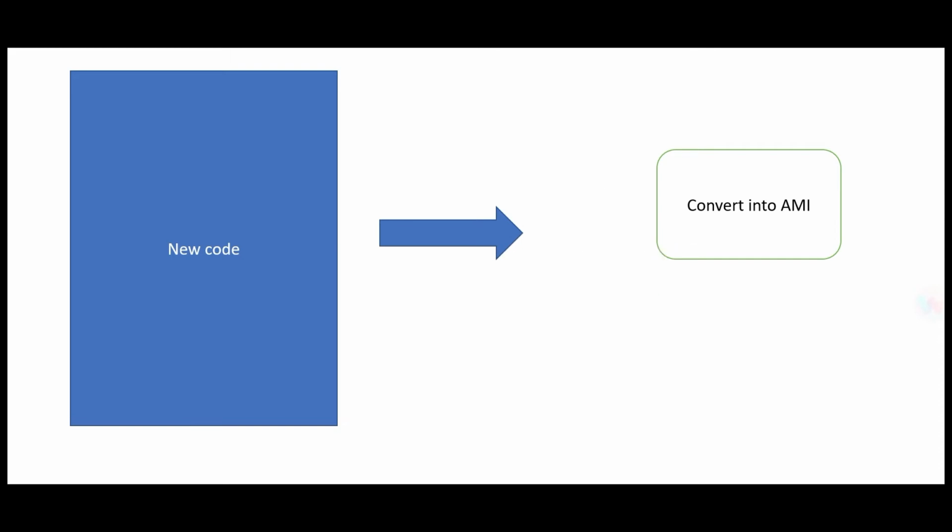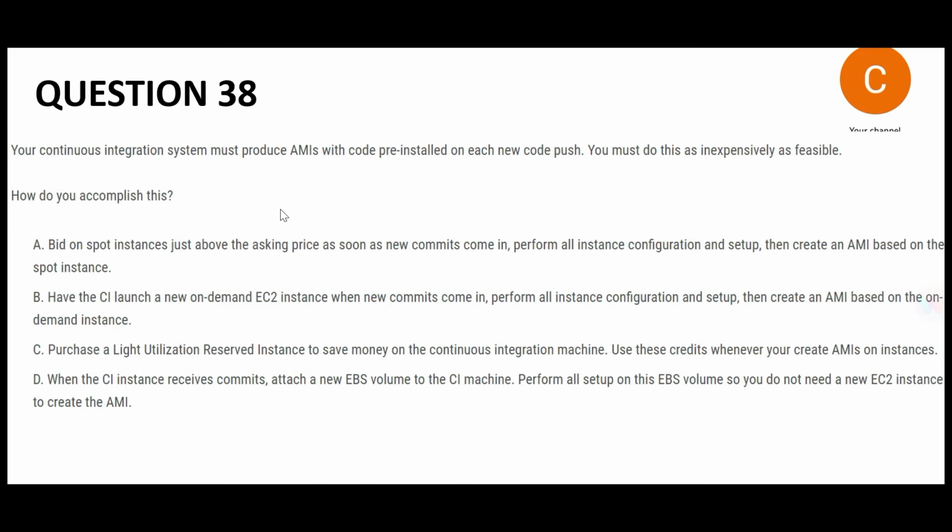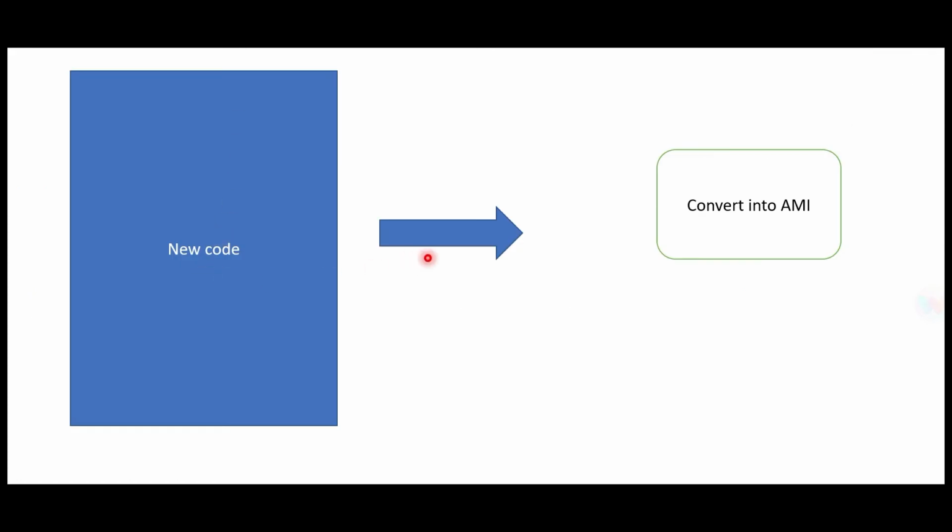Now the thing is, the options suggest that you have to choose between a type of EC2 instance. Either you use bidding spot instances, or you purchase a light utilization reserved instance, or you do it with your CI instance, and so on. So when you're trying to give a solution, you will have to differ your solution based on this. Let's go with the first one, and the first one looks correct to me. What it's saying is, you bid a spot instance asking for a higher price. As soon as a new commit comes in, like the new code comes in, you get the new code, a new commit.